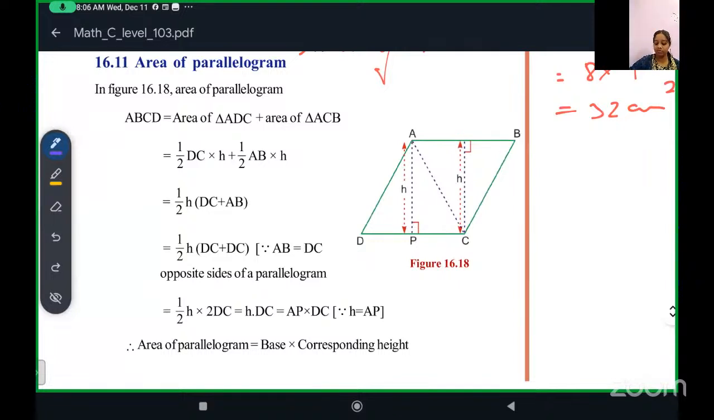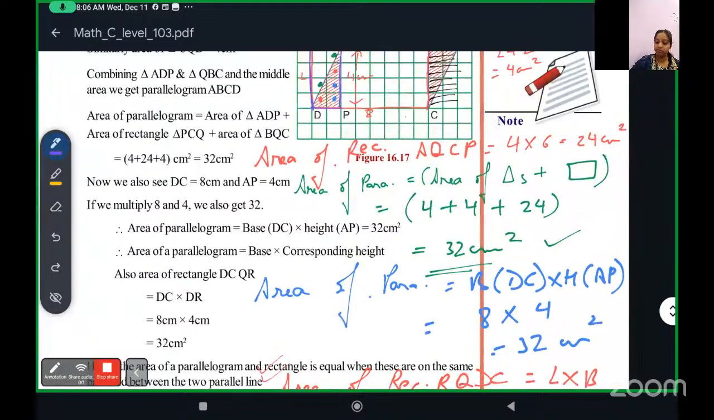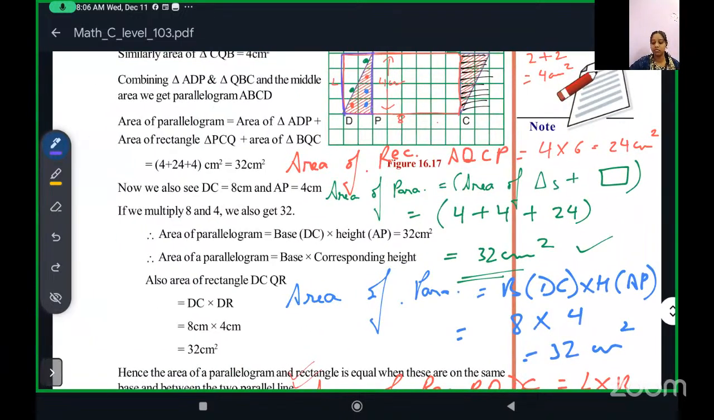I have a question. Yes, Abraham. Ma'am, when you give this test, will you only ask base into height, or all the formulas for the parallelogram? I might only ask you to find the area of a parallelogram without mentioning the specific method. You can use any of the methods. But I'm telling you all that in most cases, the base into height method is used.